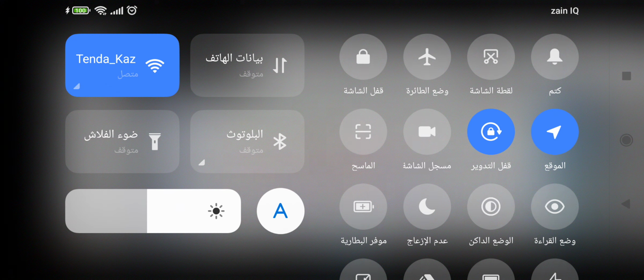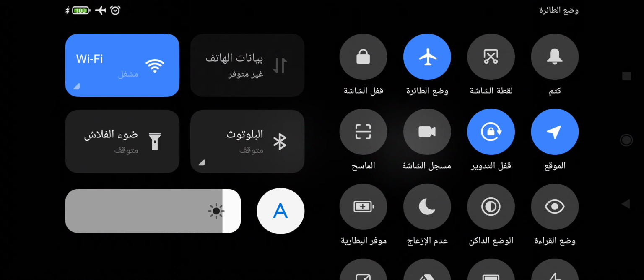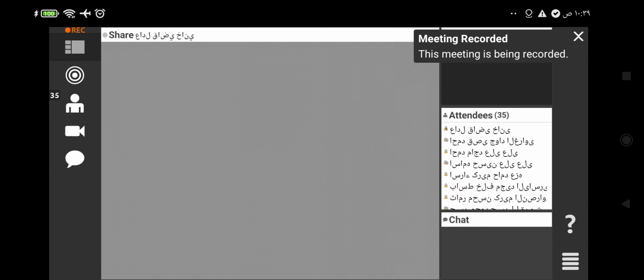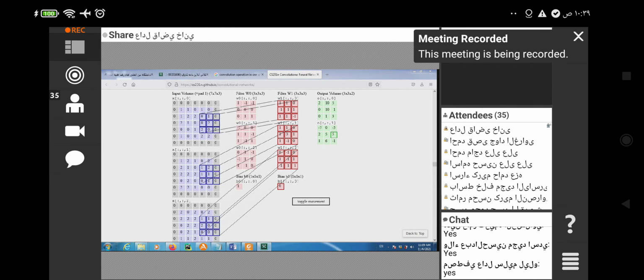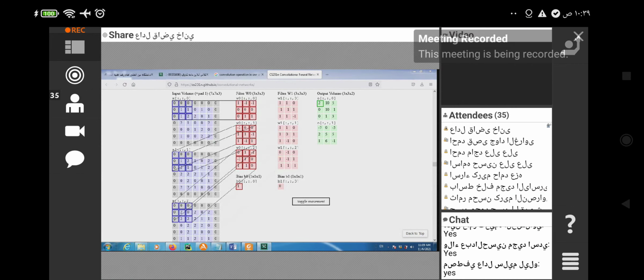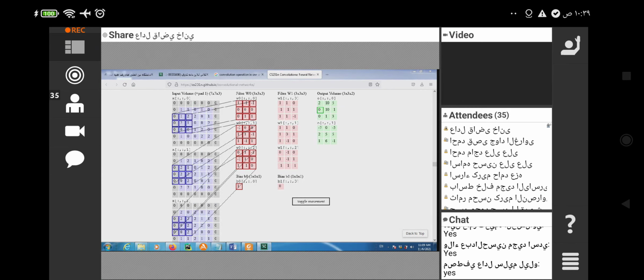This is an example of the convolution. You see that each of these kernels is being moved on the input, and when they are moved on the input, each of them gives us a result.